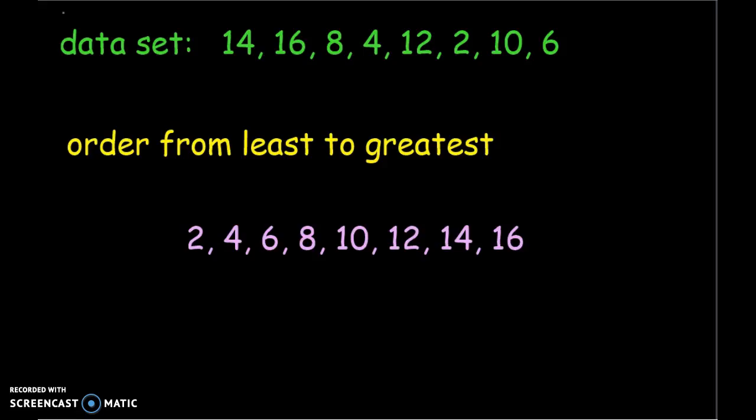We're going to look at another data set. Here we have a set of numbers, and the count of numbers is even. So we're going to order the numbers from least to greatest. We've done that for you here. And we see that there are 8 numbers, so that's an even set of numbers.